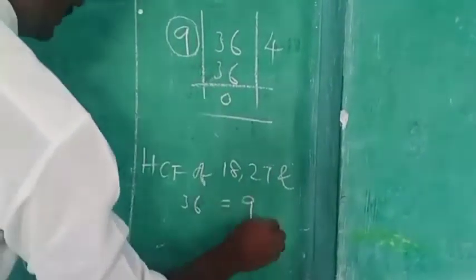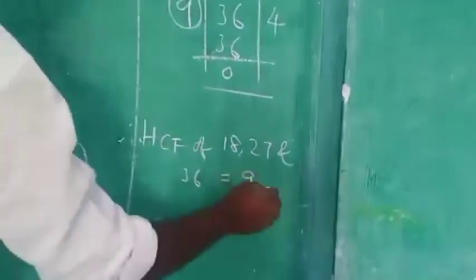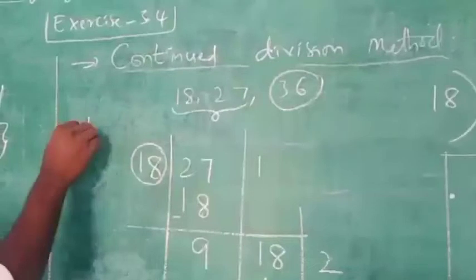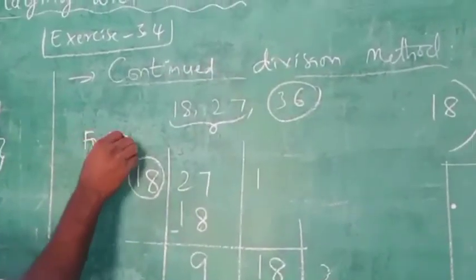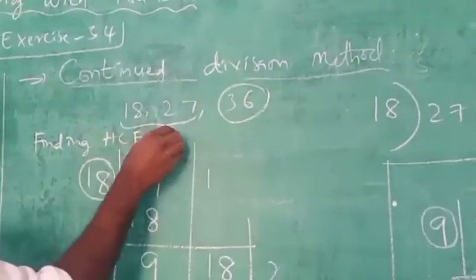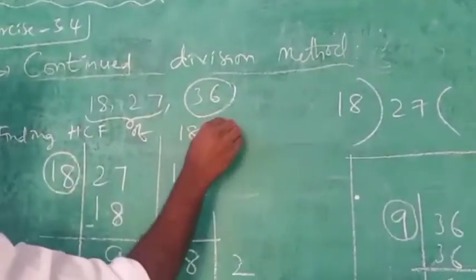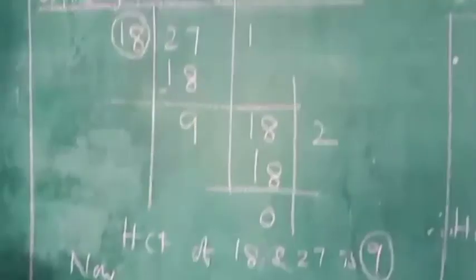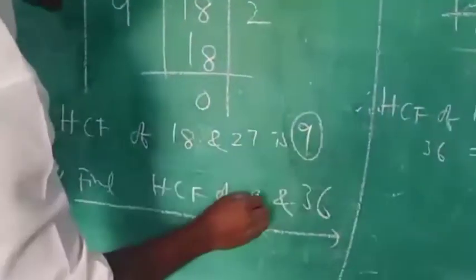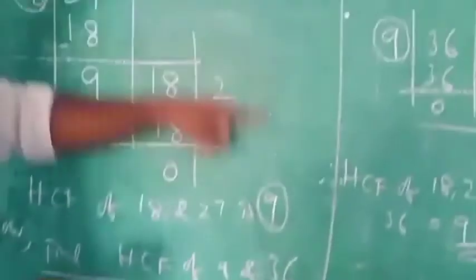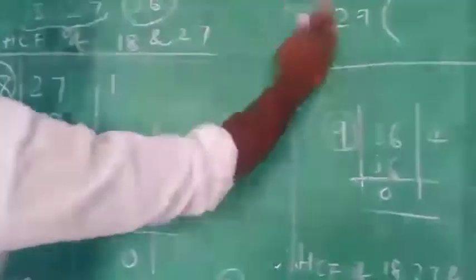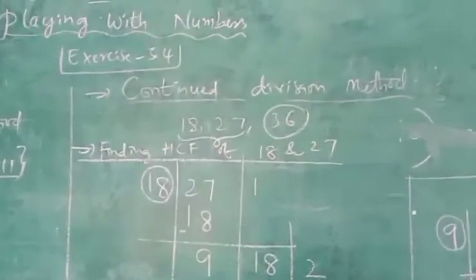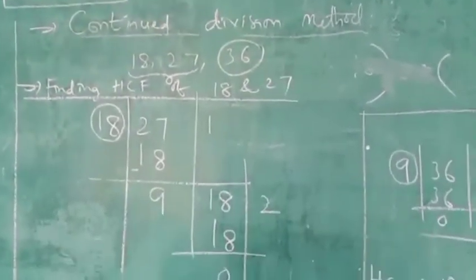The answer here is 9. See, in the prime factors method you got the same answer, and in the continued division method also you got the same answer. What I have tried here is finding the HCF of the first two numbers, or any two you take. Next you find the HCF of that result, 9, and the remaining number, 36. Once you go through it, this is the way to find the HCF by the continued division method and also the prime factorization method.